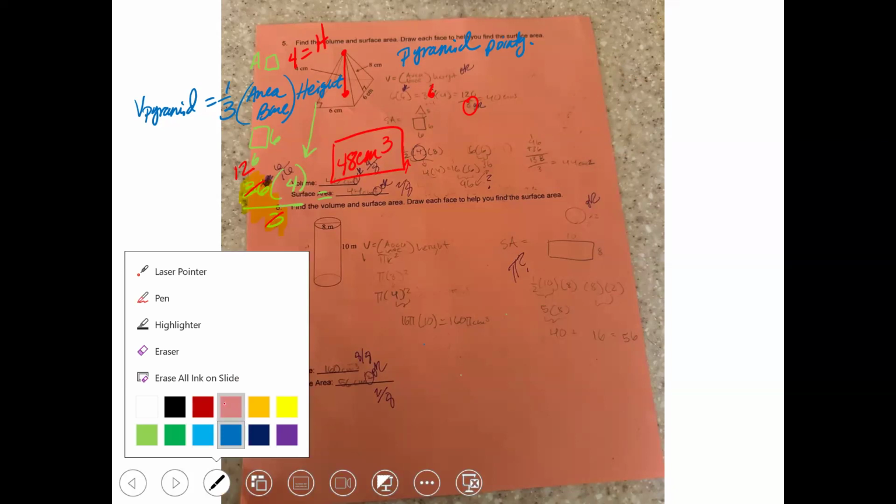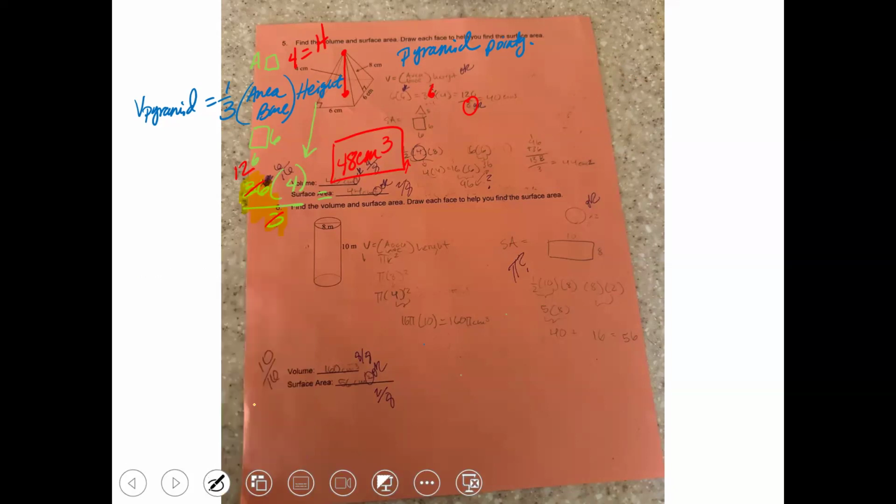All right, next part is surface area, right? How do you find the surface area of this? Wait, no. What's the surface area of a pyramid?